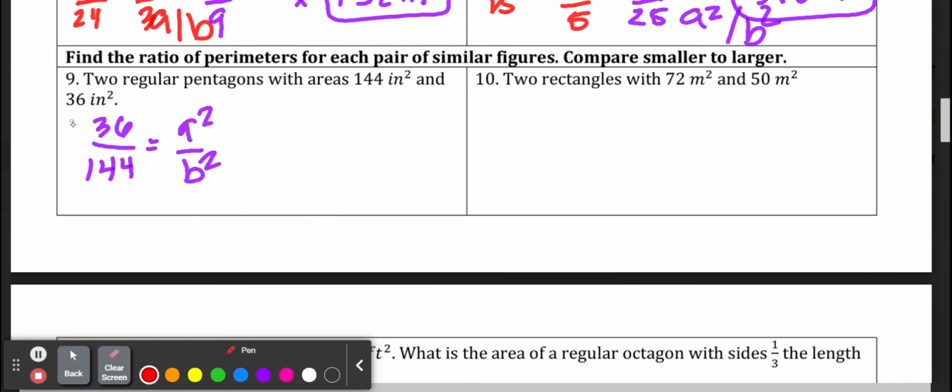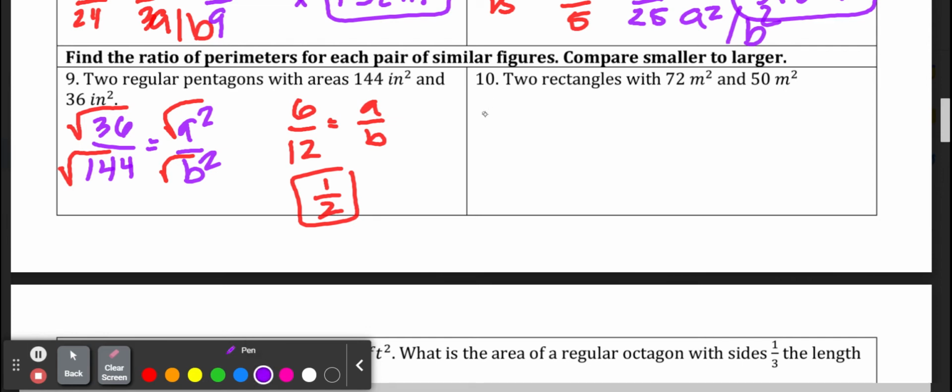So to solve this, I'm going to do the opposite. I'm going to square root these, and that should give me the value 6 over 12. Square root of 36, square root of that is my a to b. But we could reduce that to, what, 1/2?